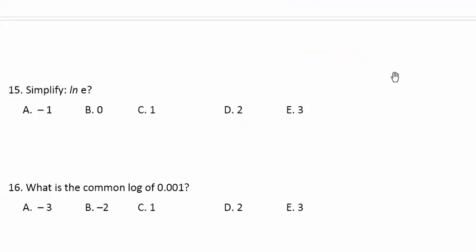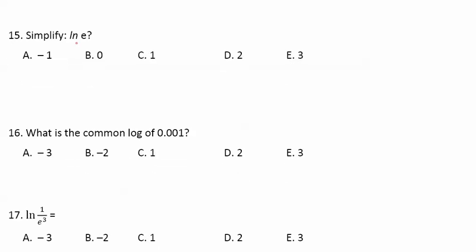All right, so simplify the natural logarithm of E. Well, let's remember here that when there's no base written, here, our base is E. So here we're saying E to what power produces E? It's almost too simple. That's just E to the first power produces a result of E.